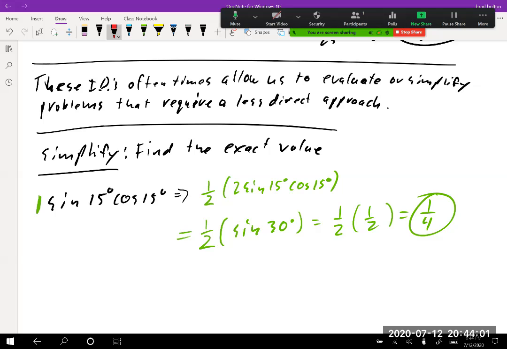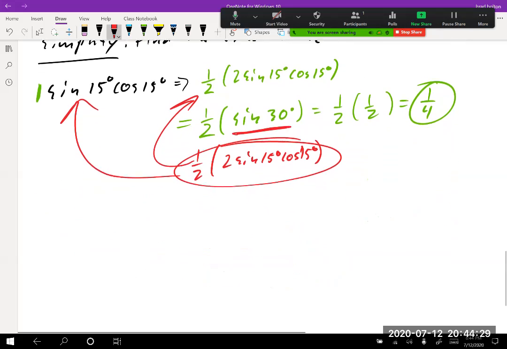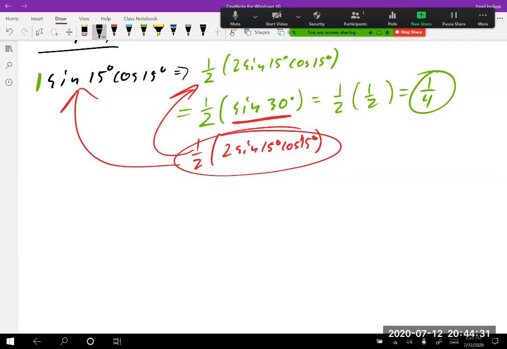How do I know I'm right? Well, what if I rewrote this? Wouldn't this be 1/2, and this would be 2 sine 15 degrees cosine 15 degrees? That's exactly what I would have gotten here, right? And that's also the same as this, because the 2's would cancel. So I know that this works because I can clean it up. You see how it's kind of not direct, like you can't just straight up do it. You have to multiply by 1/2 to clean things up.